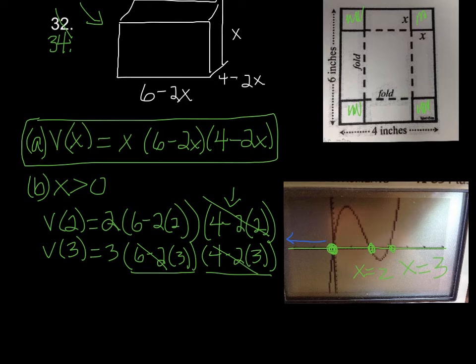So essentially then our domain has to be bigger than 0 but less than 2. So in between 0 and 2, but not including the 0 and the 2. And that would be our answer for part B.